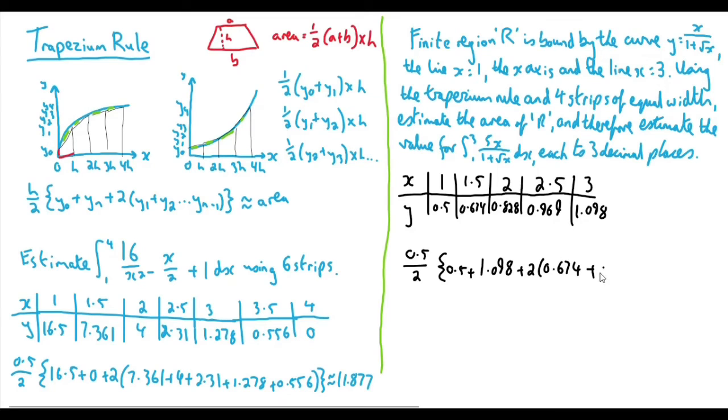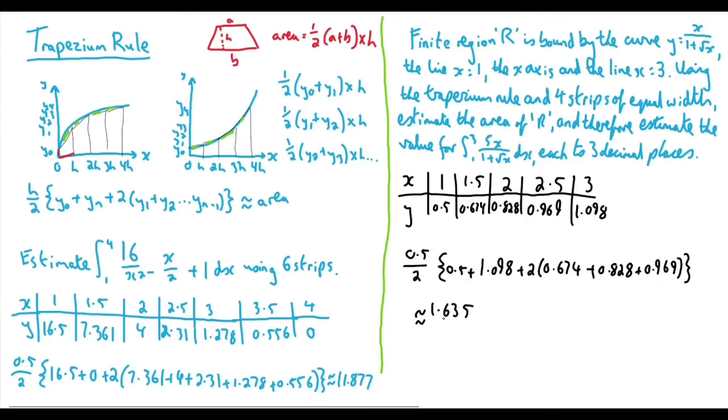0.674 plus 0.828 plus 0.969, and as I said last time, ideally you will be trying to keep as precise values as possible in your calculator for doing this, but either way, this should then give you an approximate area for what's between that curve, the axis, and the lines 1 and 3, of 1.635 to 3 decimal places.